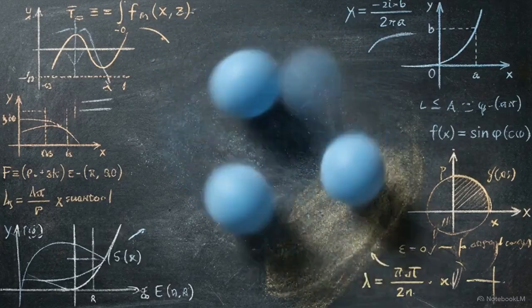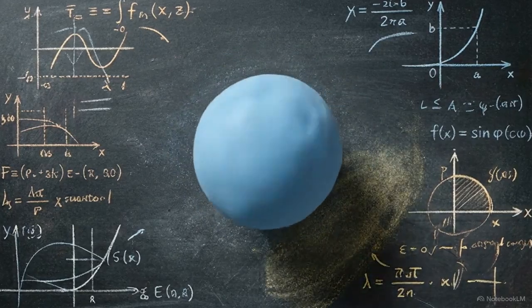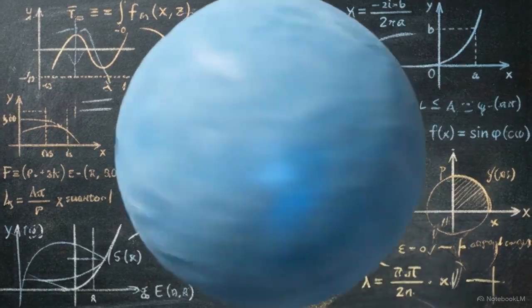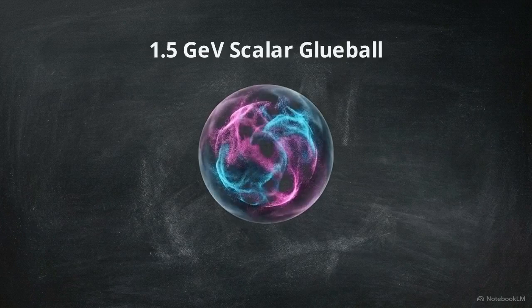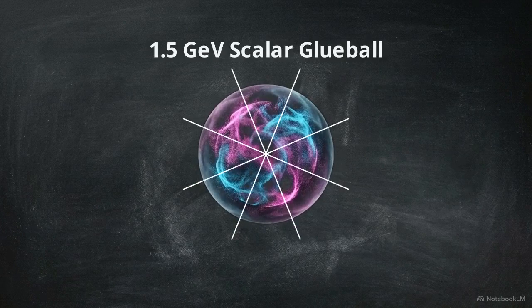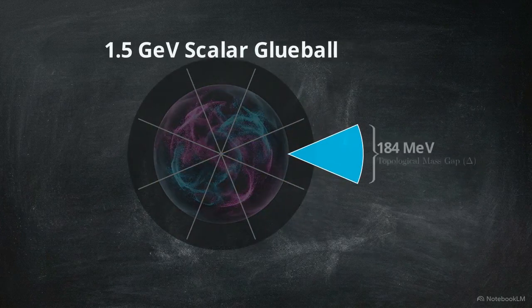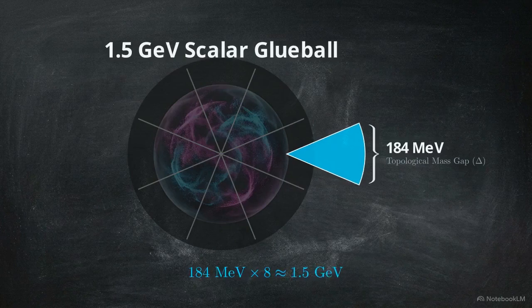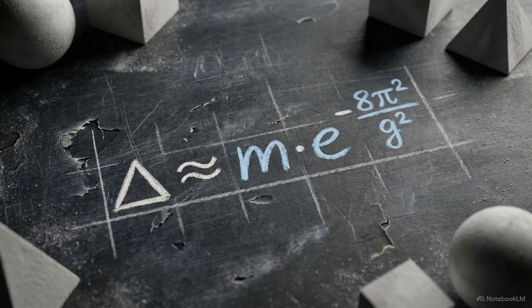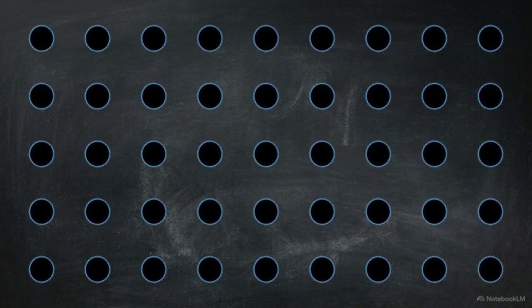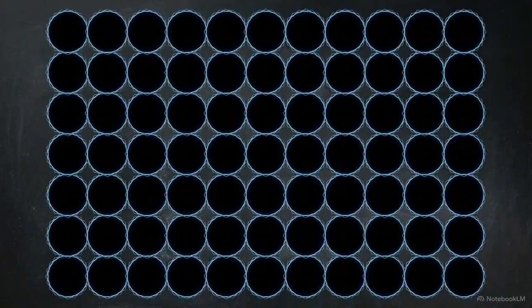A glueball, a bound state of gluons, should be a multiple of this value. The predicted scalar glueball at roughly 1.5 GeV represents the mass of approximately 8 of these gap quanta. This mass gap does not rely on complex dynamical suppression. It is purely algebraic. Scaling the system to the continuum limit doesn't change the outcome.